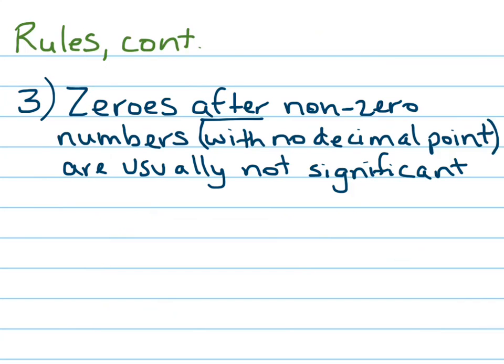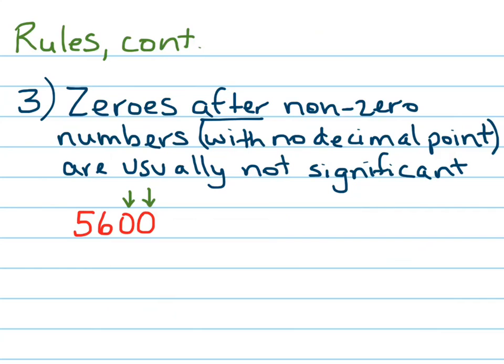The next rule is that zeros after non-zero numbers with no decimal point are usually not significant. Now the usually part is tricky and I'll explain. So in this number 5,600, there is no decimal point and the zeros are after non-zero numbers. So these two zeros may or may not be significant, but usually we would say they're not. Let me give you a reason why. Let's say that I told you that there are about 5,600 books in a particular library. I'm probably estimating the number of books. I'm not giving you an exact number.